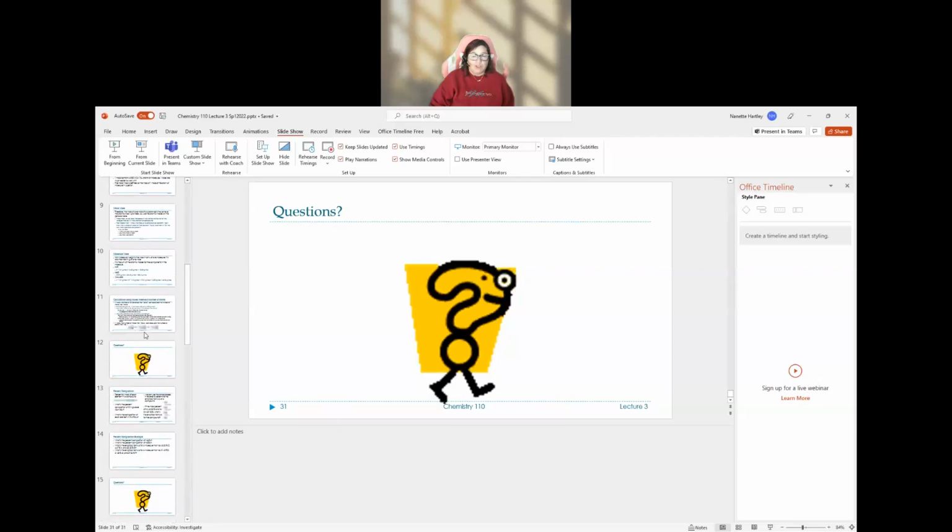You need to be able to calculate from moles to grams, grams back to moles, moles to particles, particles back to moles. When in doubt, convert to moles. Those are the things you should be able to do with that information. I hope that clarifies lecture 3.